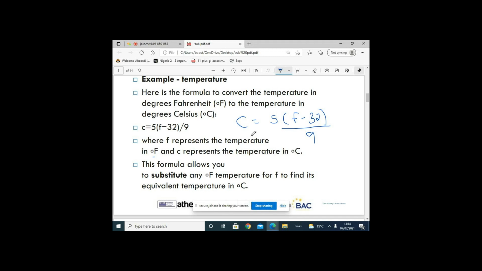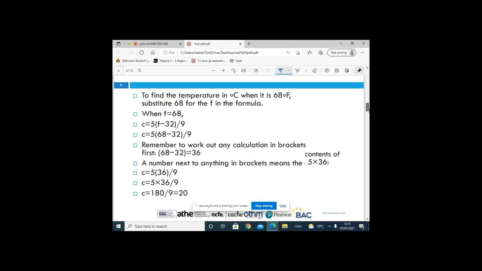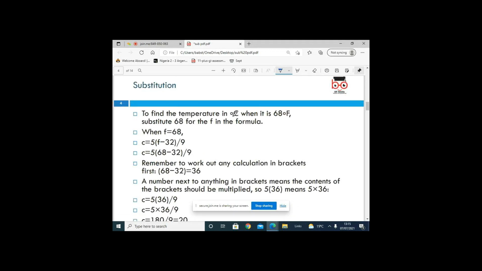If they ask you to convert from Fahrenheit to Celsius, you just need to change the letters. Let me give you this example. Find the temperature in degrees Celsius when it is 68 degrees Fahrenheit. Substitute. Look at the formula: C equals 5 times (F minus 32) over 9.